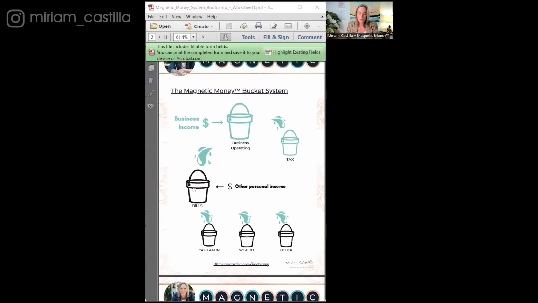And then, of course, your personal bills bucket is kind of a distribution point for all your other personal money. And I like to have a separate cash for fun bucket. That's just money that's designated for you to have a good time with, whether that's taking yourself out for lunch or having a haircut or a massage, whatever those little splurges are that you get to choose. So there's money designated and available for those things, and you know that it's quarantined in here.